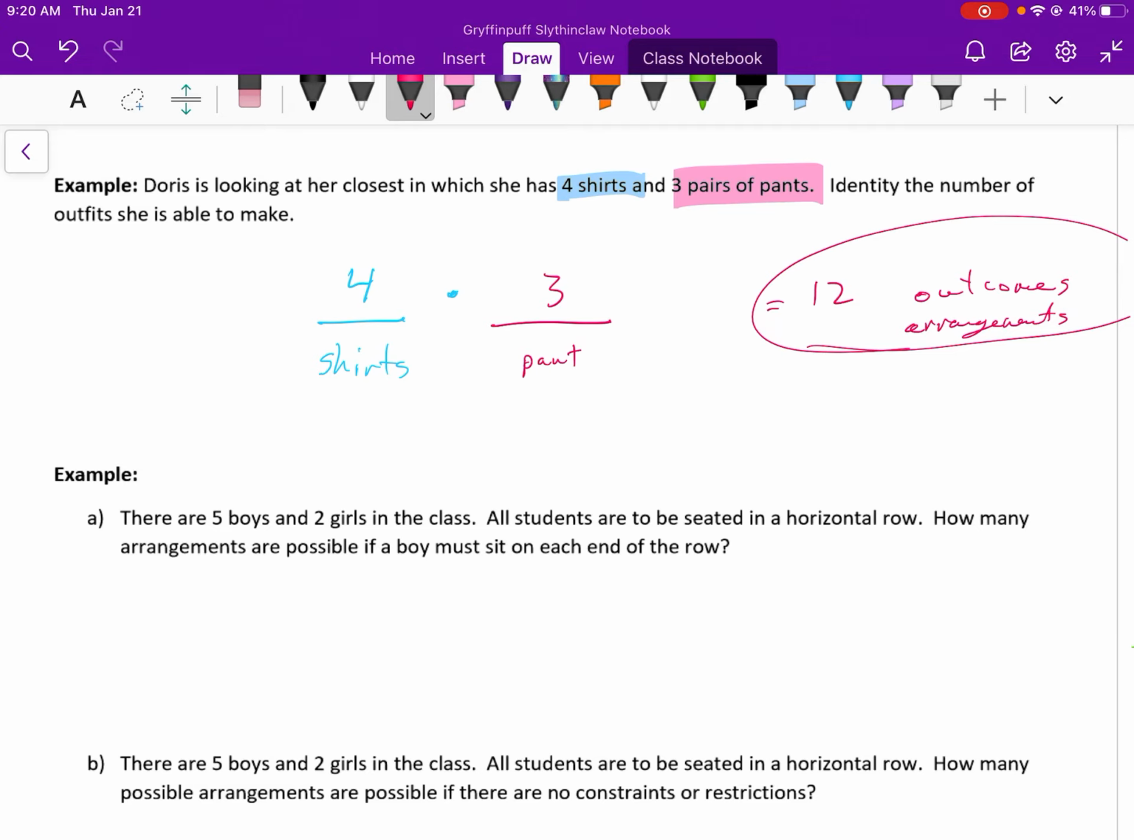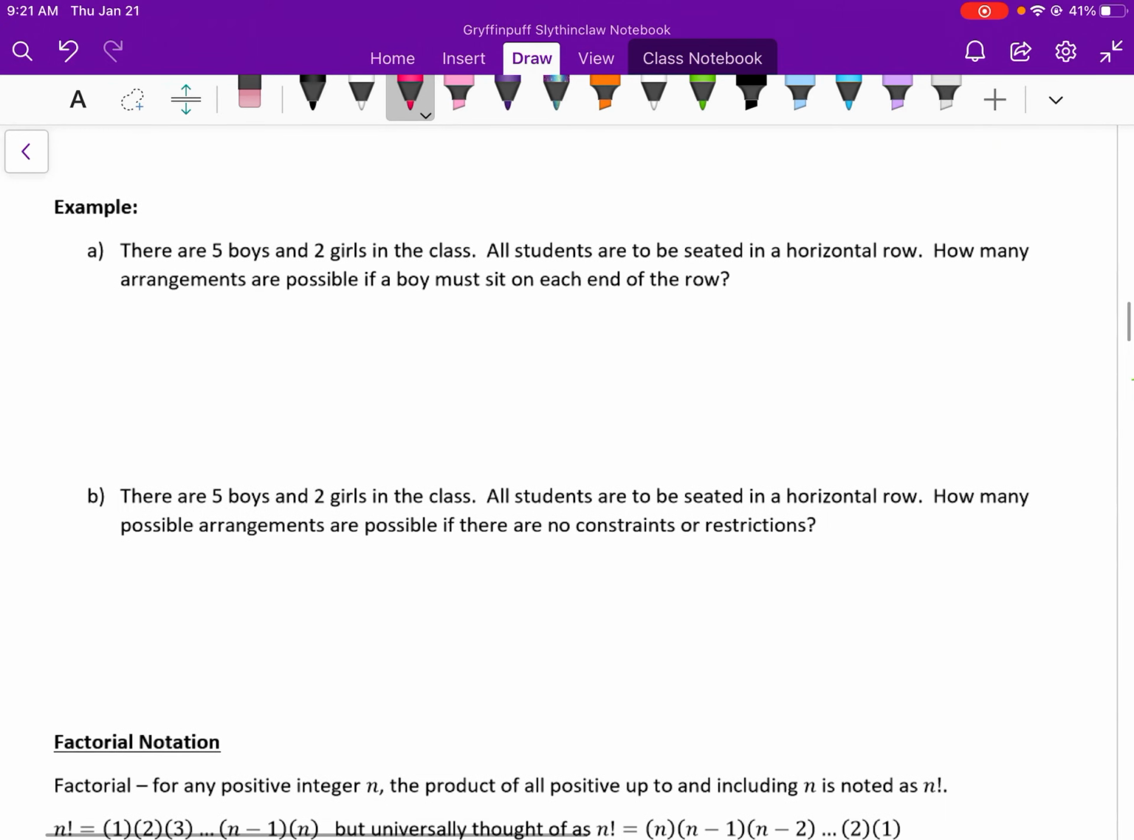And actually combinations is the correct word, but as you'll notice as we go on, I have to be careful where I say permutations and combinations. But right now we're just talking about the fundamental counting principle.